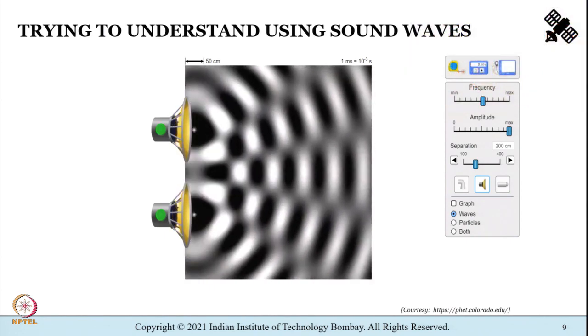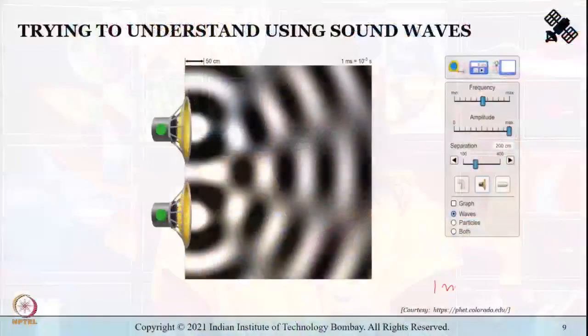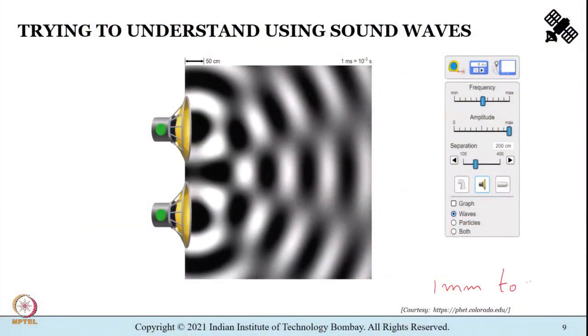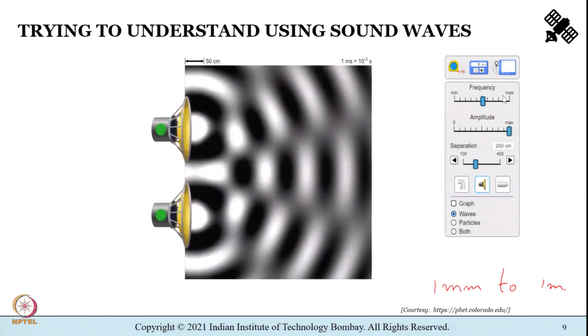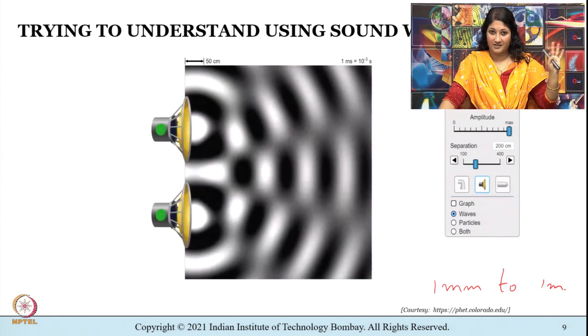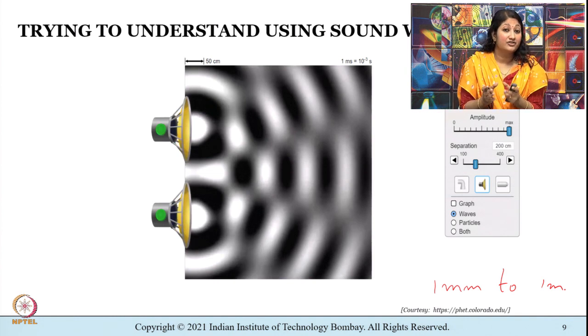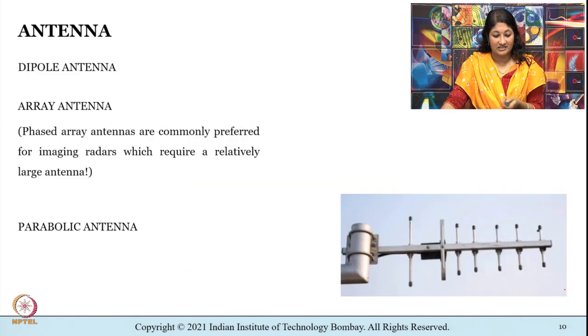Now, for radar imaging, the wavelengths that we use are from 1 millimeter to 1 meter. Okay, 1 millimeter to 1 meter. Now, this is a real challenge when it comes to microwaves, because we need resolving power as good as an optical system. At the same time, we should use the technologies that are suitable for microwaves. So, in this context, let us try to learn about antennas.